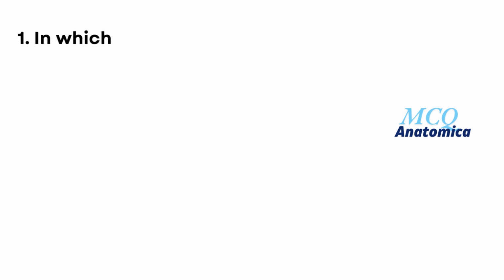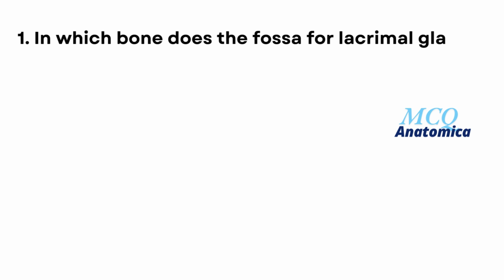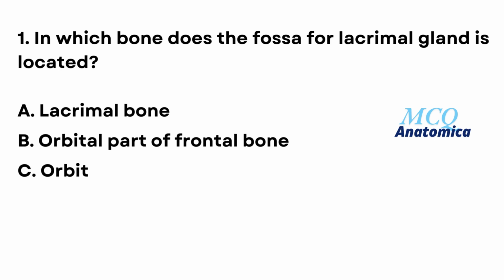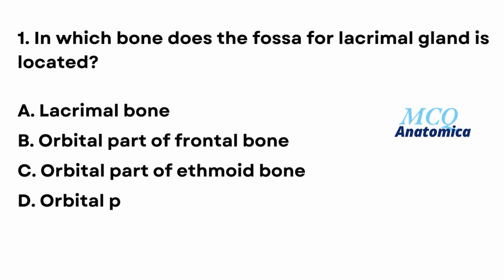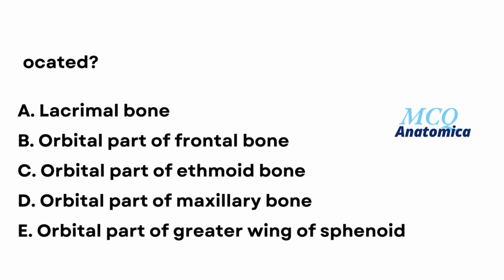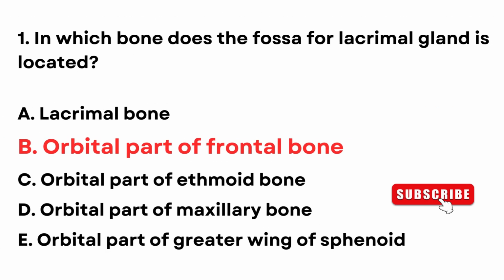1. In which bone is the fossa for the lacrimal gland located? A. Lacrimal bone. B. Orbital part of frontal bone. C. Orbital part of ethmoid bone. D. Orbital part of maxillary bone. E. Orbital part of greater wing of sphenoid. The answer is B. Orbital part of frontal bone.